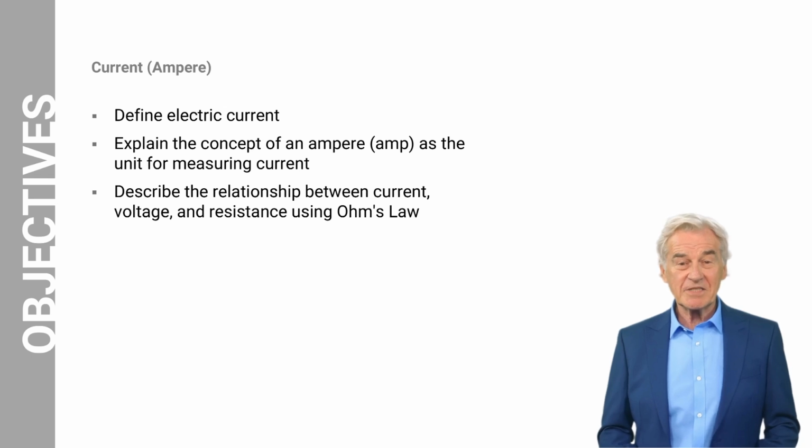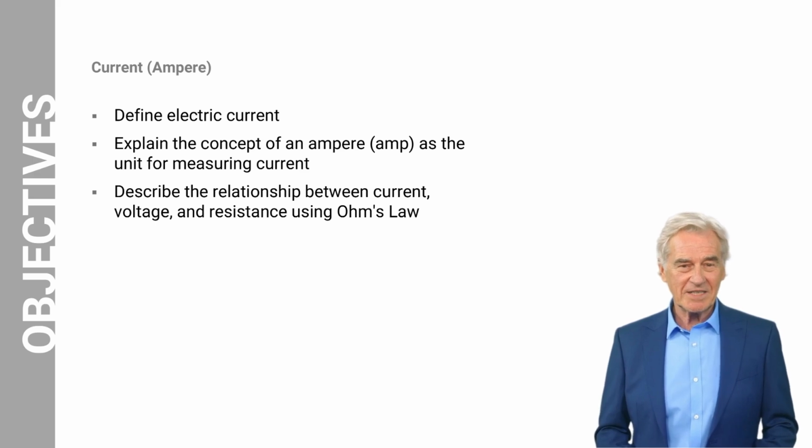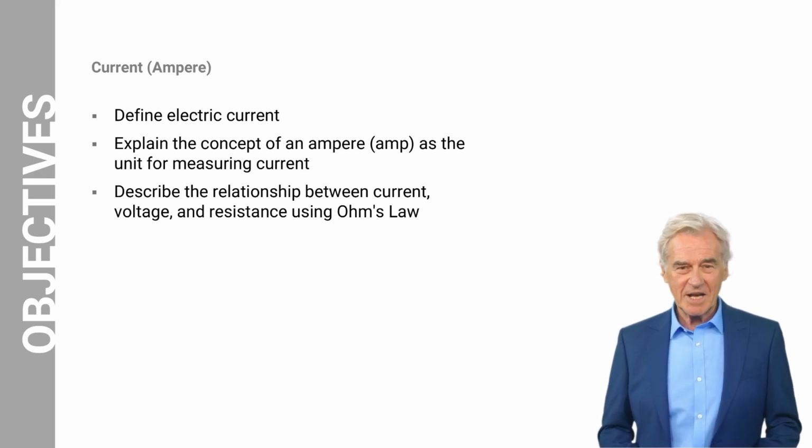Let us look at our lesson objectives. By the end of this lesson, you will be able to define electric current and explain its role in BEV operation. Next, you will be able to explain the concept of ampere as the unit for measuring current. Finally, you will be able to describe the relationship between current, voltage, and resistance in BEV circuits using Ohm's law.